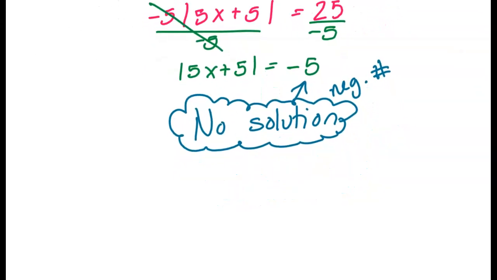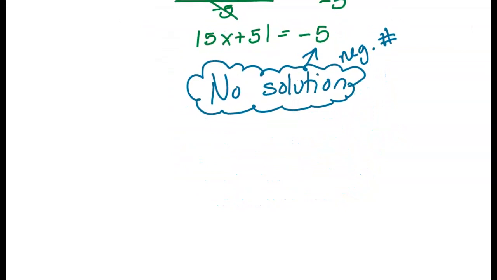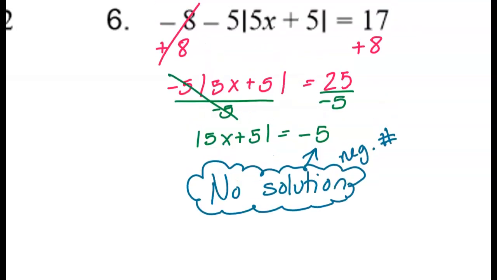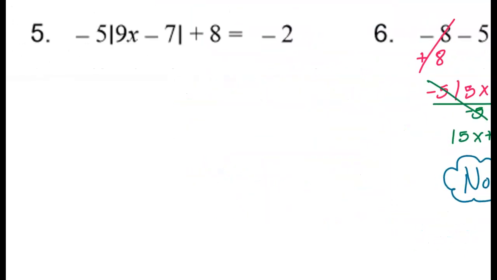But if it hadn't been a negative number, what would I have done next? What should I have done next? Split it. That one I heard over there. Yeah, we split it into positive and negative and solve for 2. I want you guys to go ahead and try to do number 5.